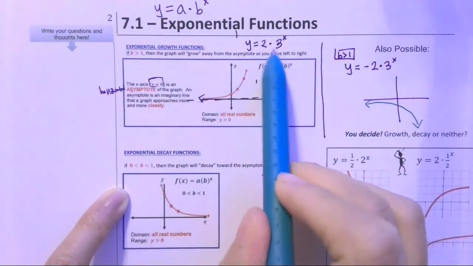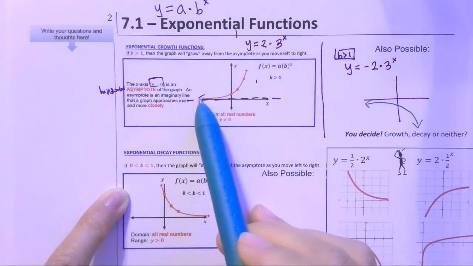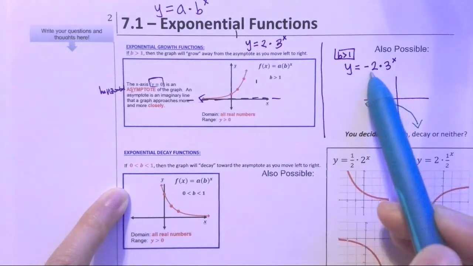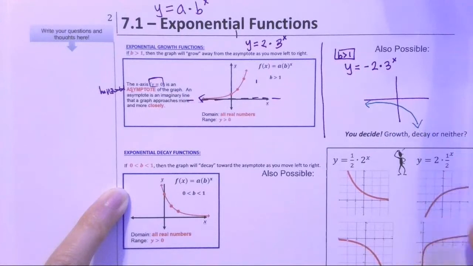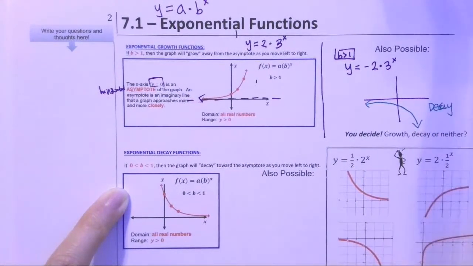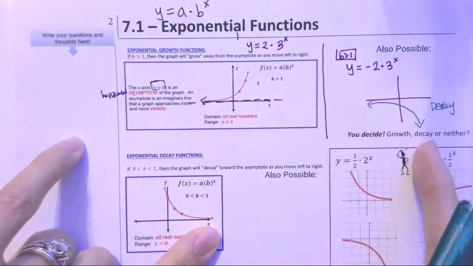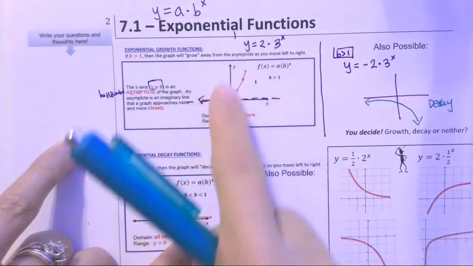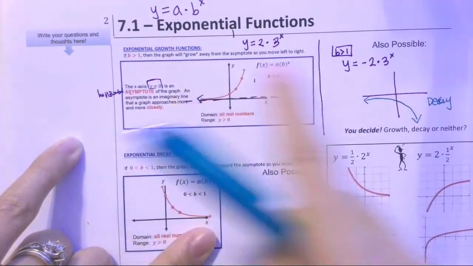So when the base b is greater than 1, you can have two possibilities. If the a value is positive, it goes up. If the a value is negative, it's going to be reflected over the x-axis and goes down like that. And this is going to be called the decay. Why is this called the decay? Because as you go to the right, your y goes down. Whereas for this one, as you go to the right, your y goes up. So that's a growth, that's a decay. Growth, decay. Got it?